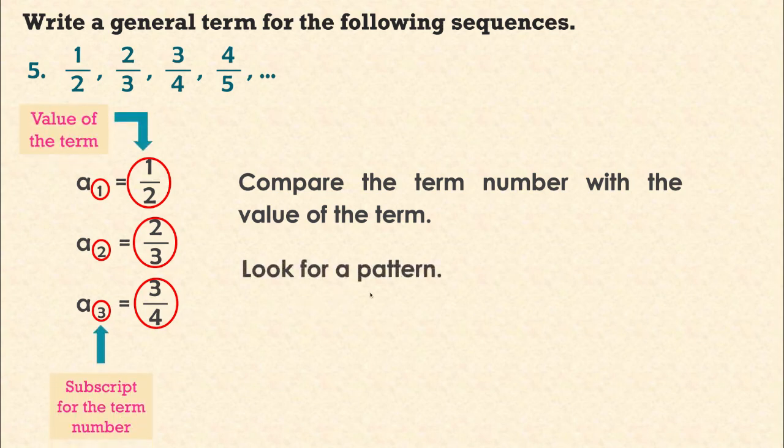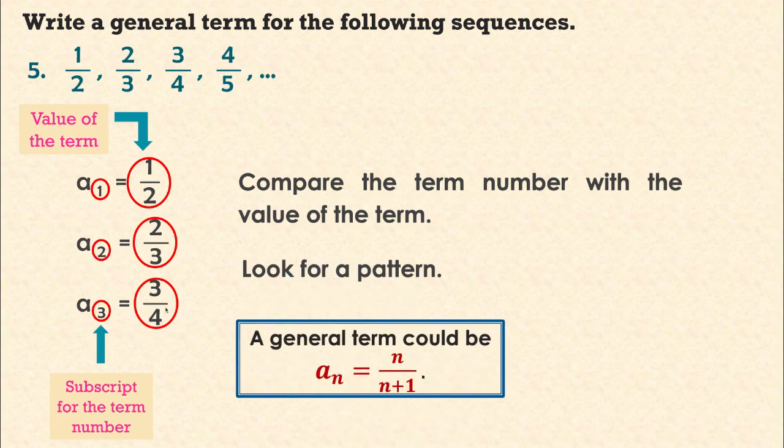So that was the pattern that we found. Therefore, the general term now could be a sub n equals, the numerator is n, the same as the term number. So n over, how did we get the denominator? Add 1 to n, n plus 1. Alright? So the general term here is a sub n equals n over n plus 1.